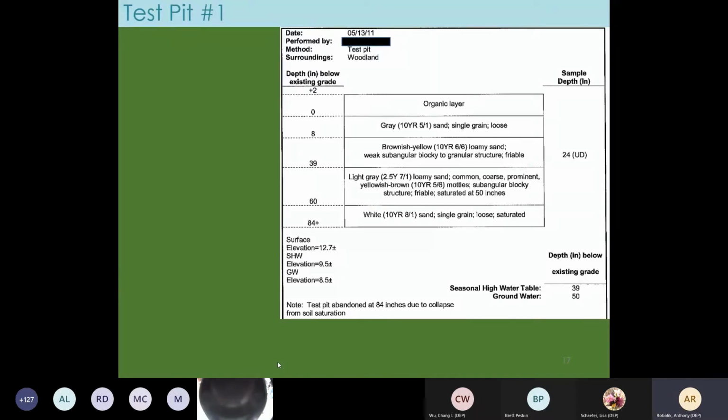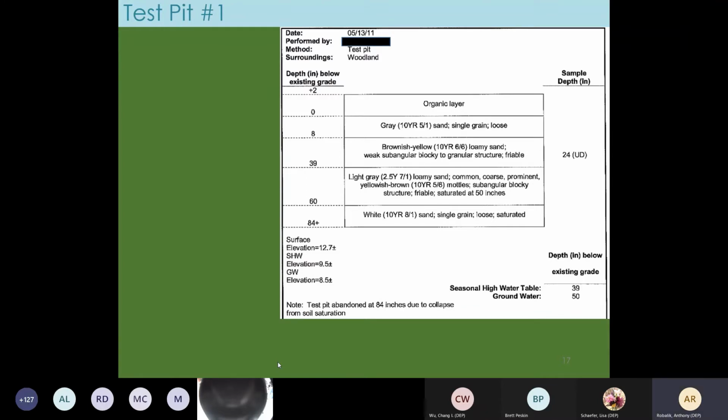Okay, like I said, there are 5 test pits, 1 in the basin, 4 outside the basin. This is test pit number 1 inside the basin. This test pit basically shows sand throughout, but down at the layer between 39 inches and 60 inches, you start to see some mottling, which is great because that's an indication of the seasonal high water table.